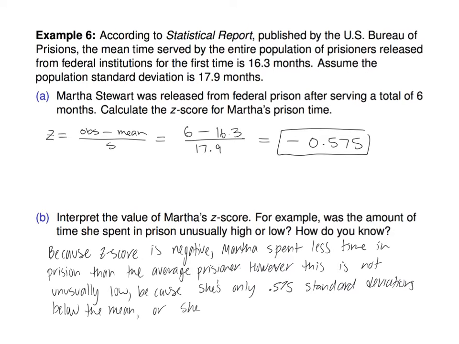Or she's in the middle 68%. You don't become special until you're more than 2 standard deviations from the mean, is a good general rule of thumb. And what's a little bit deceitful here is you think, oh my gosh, 6 months is much less than 16.3, that must be unusual. But this large standard deviation makes that not very unusual.